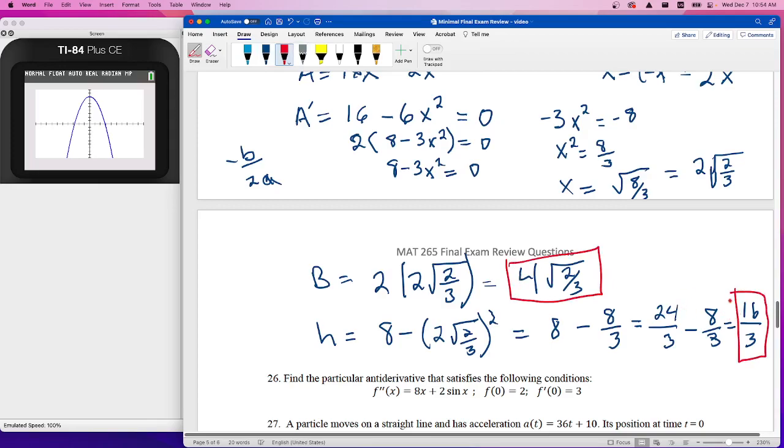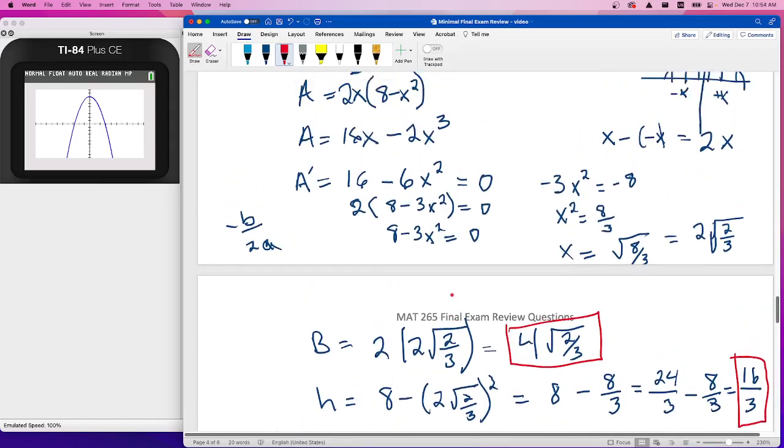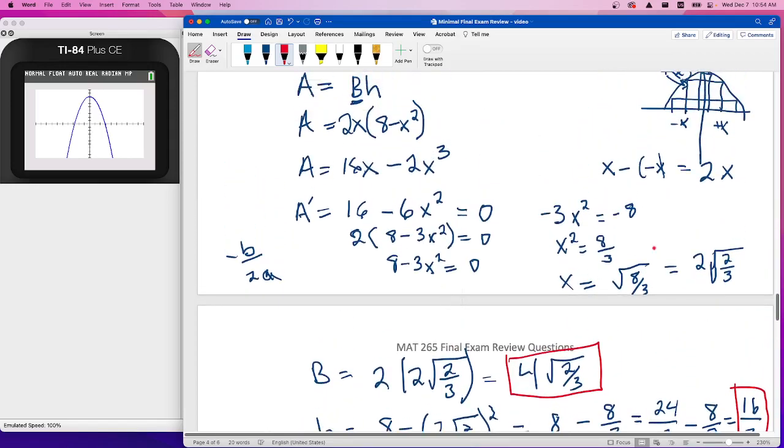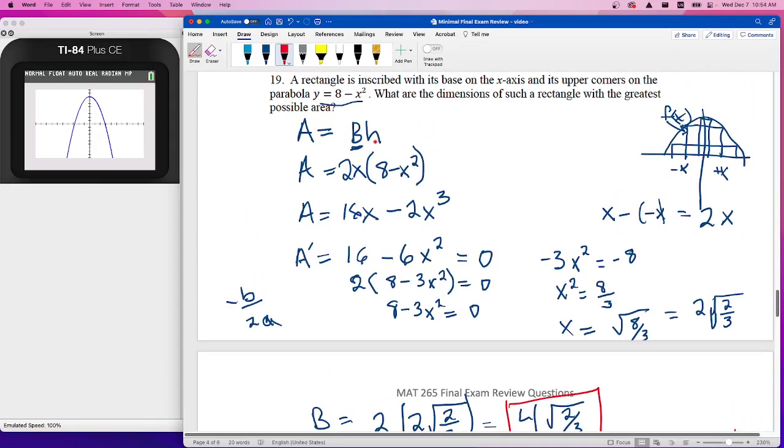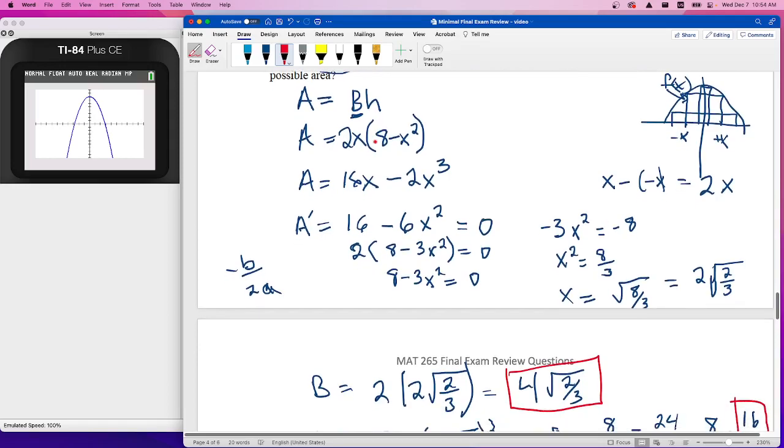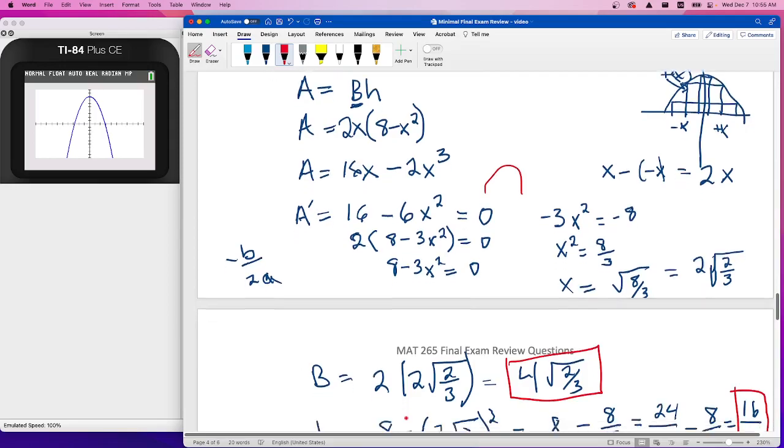And if you wanted to, you could also plug this back in to this area formula and find out what that area is, but they didn't ask that. They only asked for the dimensions. And we're kind of assuming, yes, it's going to give us a maximum, because we know that a negative on the squared part is a parabola that is concave down. That gives us a maximum.